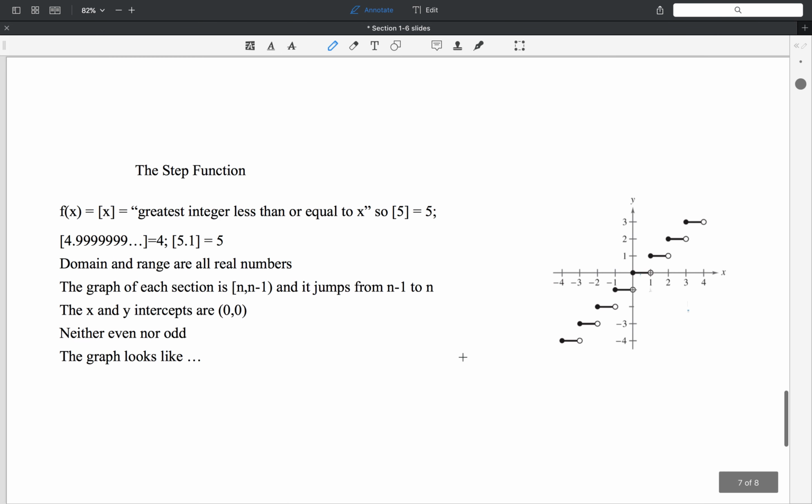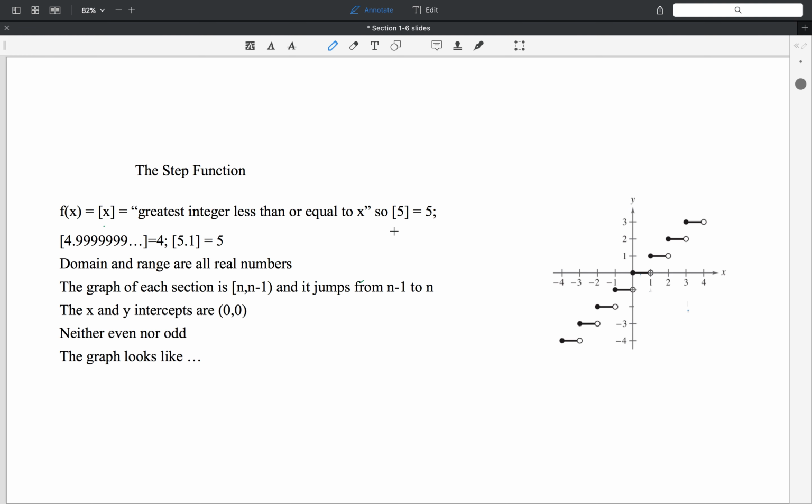Two more functions. This is called the step function. And we're going to use this to define functions which are called piecewise defined. That means they have different properties, and they're broken apart. They're in pieces. So that's why this is called a piecewise function. Now the way to write this is you use this notation. It equals the greatest integer less than or equal to x.